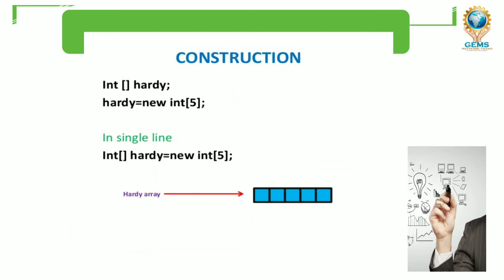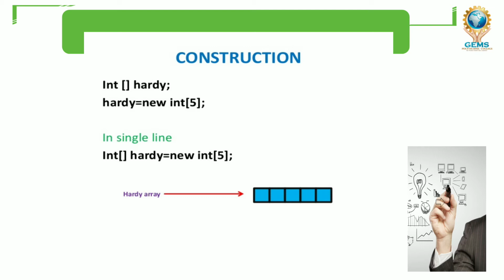Look here. Construction or declaration, the process is the same. The construction or declaration, just creating an array, that is called construction. How you are creating an array in a programming language, so we can say the construction of an array.